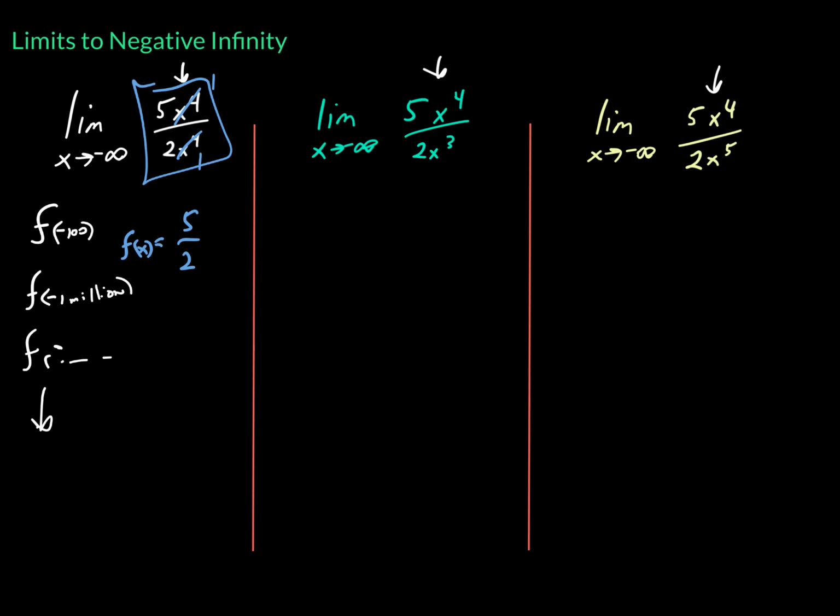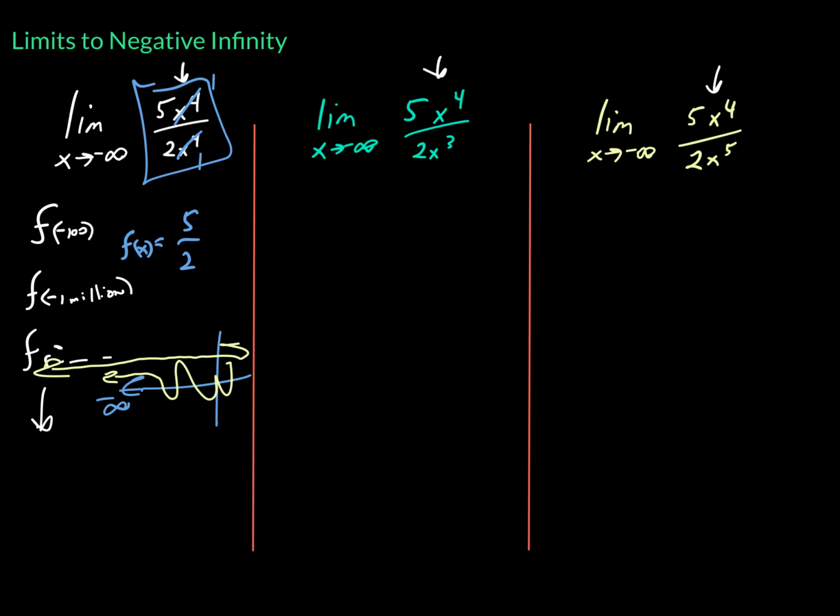All right. So what that means is as x is traveling down towards that negative infinity side, I may not know what your graph is doing, but I do know that it is eventually going to approach y equals 5 halves as it gets closer and closer to negative infinity. Now for the green one.